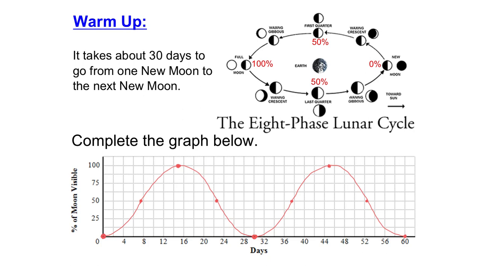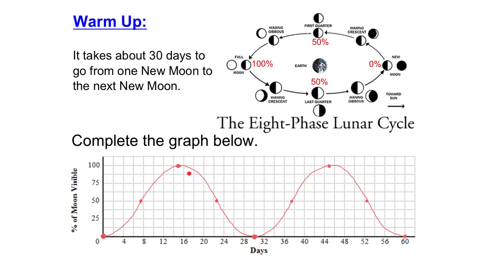So this is how I made my graph. On day 0, I see a new moon, so 0% of the moon is visible. It says it takes about 30 days to go from one new moon to the next new moon, so 30 days later, I am at a new moon again. Now, halfway through this lunar cycle, I see a full moon. So halfway, that would be 15 days, I would see a full moon. That's 100% of the moon's surface visible.